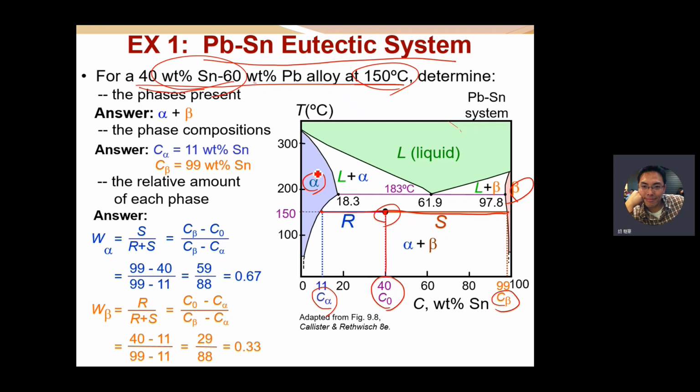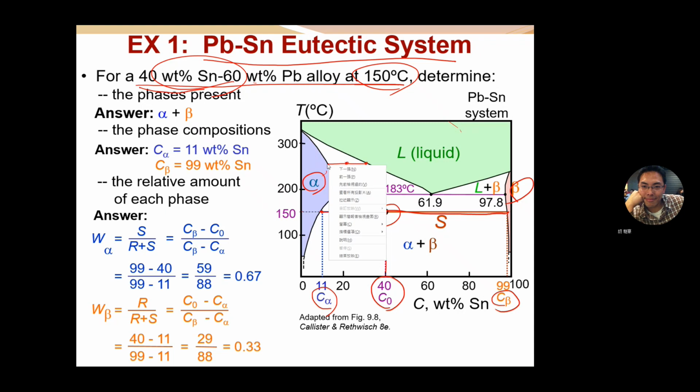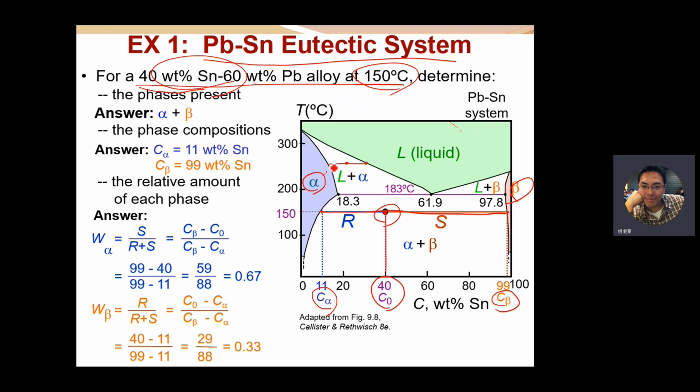So what's the relative amount of each phase? How many phases? Two solid phases, right? Do you remember what two phases we determined previously? It's liquid and solid, right? So for example, I got a composition and temperature at this point. Then we can draw a tie line here, and we can get the composition of each phase, right?